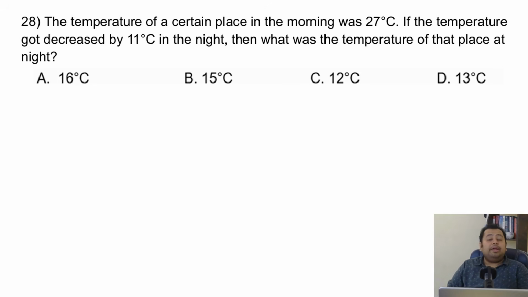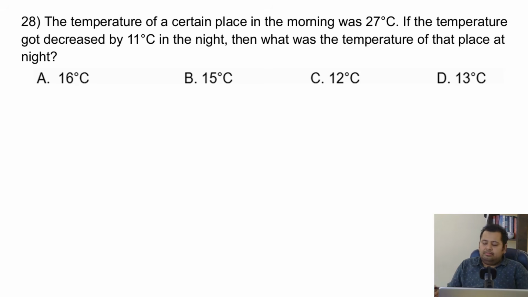Let's now go to question number 28. The temperature of a certain place in the morning was 27 degrees centigrade. If the temperature got decreased by 11 degrees centigrade in the night, then what was the temperature of that place at night? So current temperature here is 27 degrees. If the temperature decreases by 11 degrees, then what is the temperature at night? So just very simple subtraction. Do it and then look at the solution.